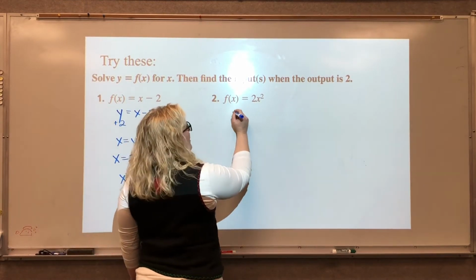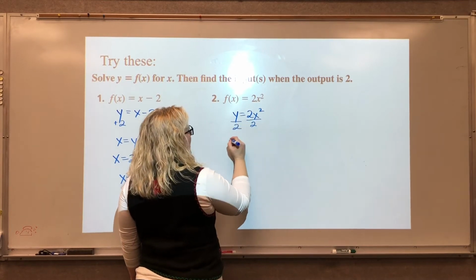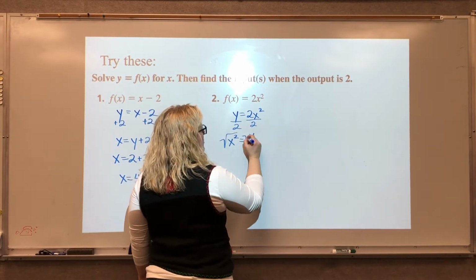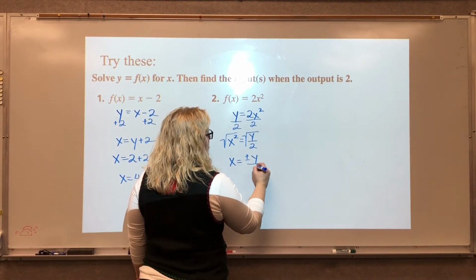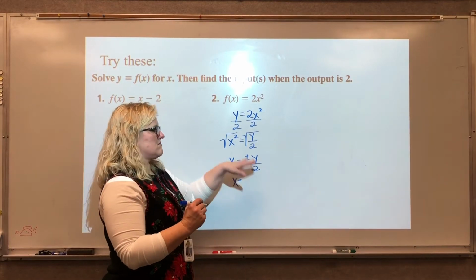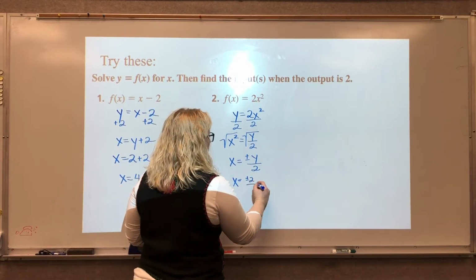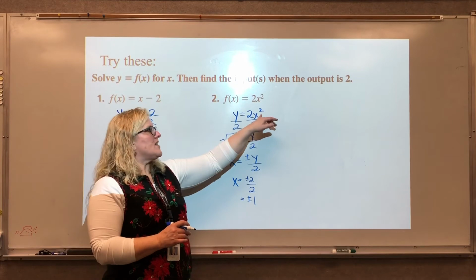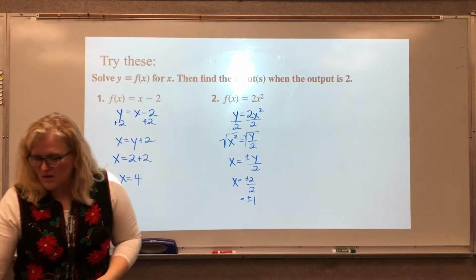Okay, so here I have y equals 2x squared. Divide both sides by 2, and I have x squared equals y over 2. Now I'm going to take the square root of both, and in this case, we are going to have plus or minus the square root of y over 2. So I have plus or minus the square root of 2 over 2, which equals plus or minus 1. So if I put 1 in here, I get 2. If I put negative 1 in here, I get 2. All right.